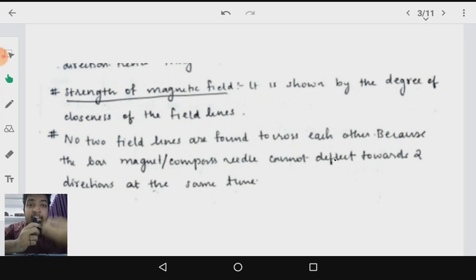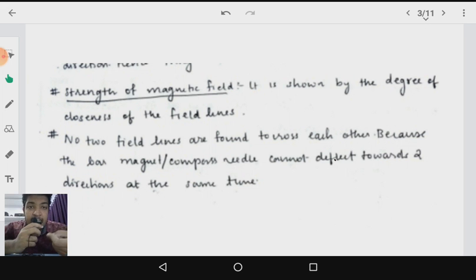Now how do we define the strength of a magnetic field? How do we define the strength of a spider? If we are moving close to the spider, then we can say that the spider is mighty, right? Similarly, the proximity of the lines represents the strength of the magnetic field. So if more field lines are around the magnet, we can say that in that particular region the strength of the magnetic field is very high, but if it is away from the magnet, then its strength is going to be very less. And also you can observe one thing, that no two field lines cross each other.